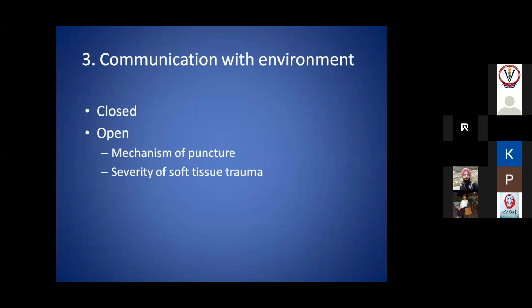Whereas if it is not communicating, then it means the skin is intact. There is no damage to the skin. So it depends on the mechanism of puncture and the severity of the soft tissue trauma. So majority of times, when there is a fracture and this fracture has very sharp ends of either of the fragments, whether it is a proximal fragment or a distal fragment, the sharp end during the time of concussion or trauma will penetrate the soft tissue, and sometimes can also penetrate the skin itself, resulting in an open fracture.